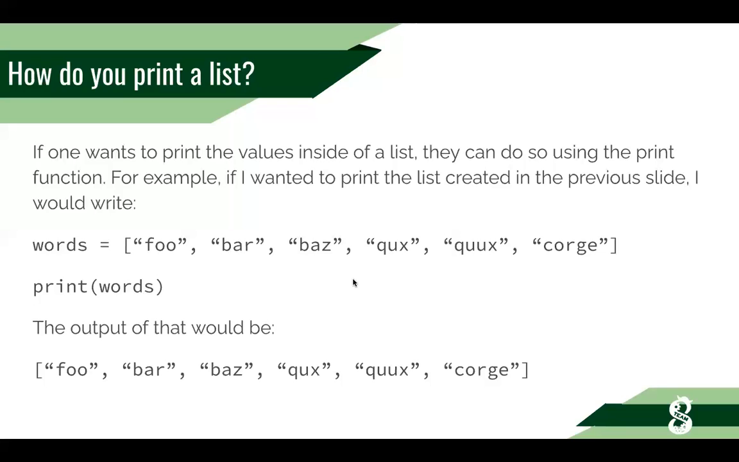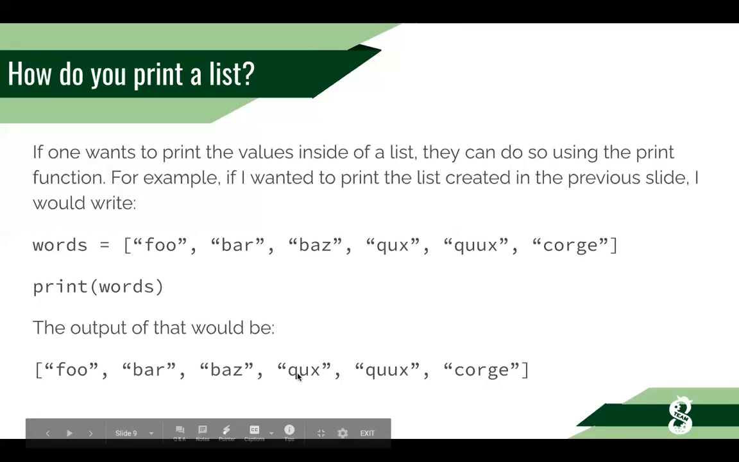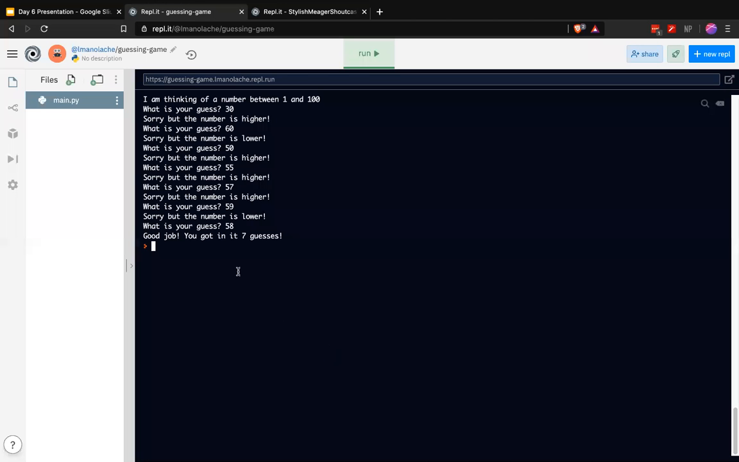So how do you print a list? This is the first use case that we have shown, is printing them out. You have your words, and you type print words, and it will give you this. Now let's show this in action.